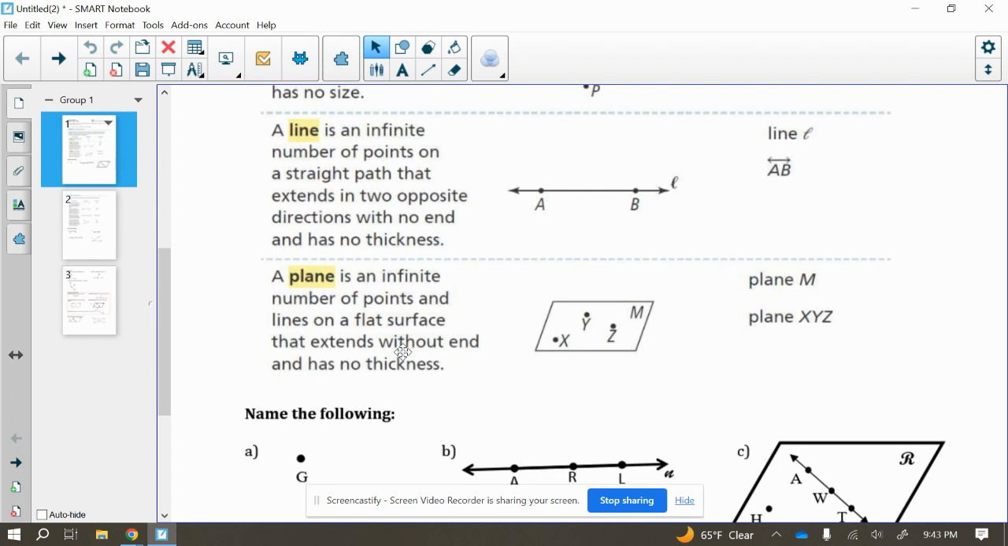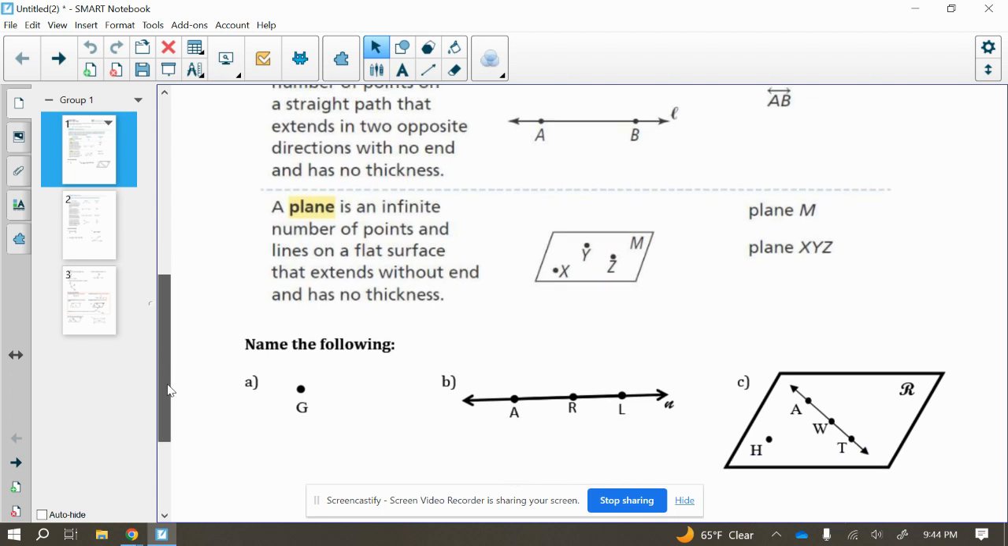Now, planes are going to be named either with this capital letter, sometimes it's in cursive, and you put the word plane before it, or you use 3 points on that plane. So in this case, X, Y, and Z. You could have also called it plane ZYX or plane YZX. The order there will not matter as long as the points are not on a line. They have to be just scrambled.